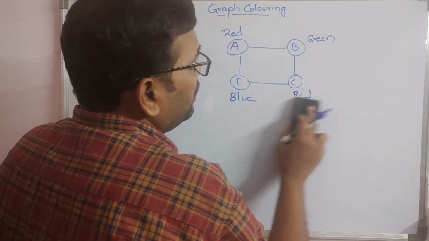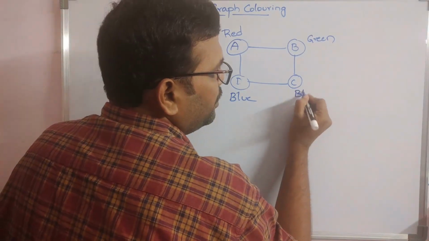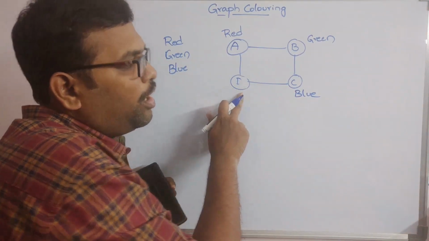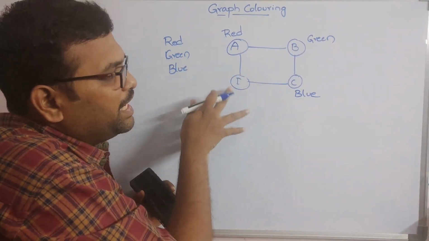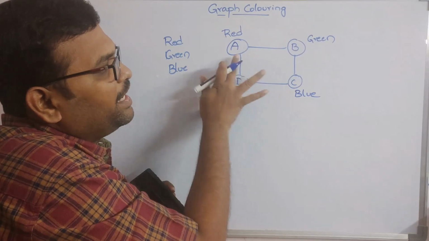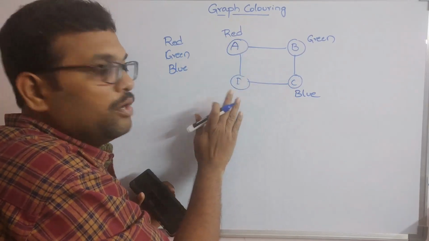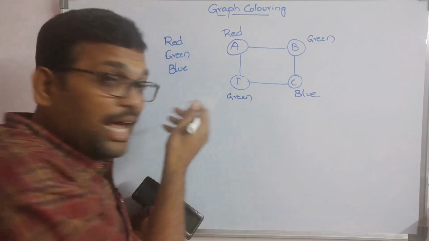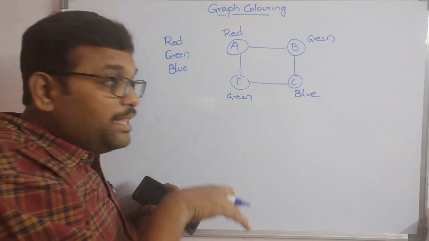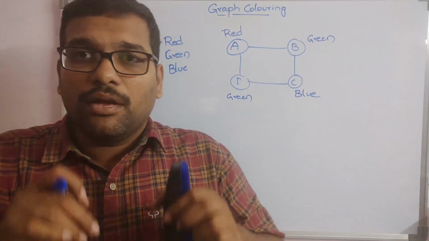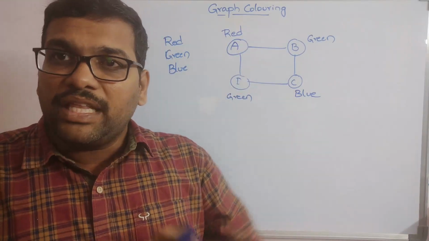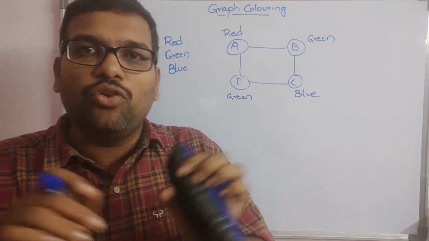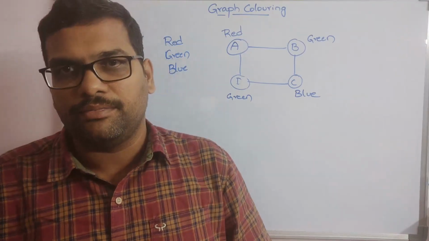For example, if you color this region with blue, then what happens? D should not be colored with blue or red because D has adjacents A and C, which are colored with red and blue. So we should not color D with red or blue. It can be colored with green. So this is another solution. Like that, we have to color all the regions with different colors so that no two adjacent nodes are colored with a similar color.